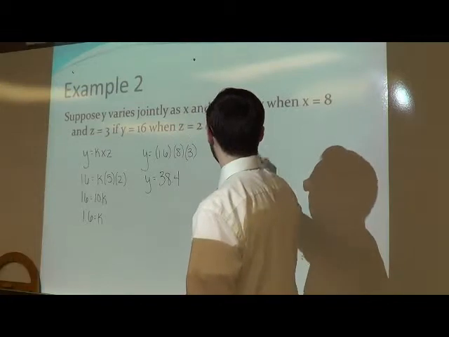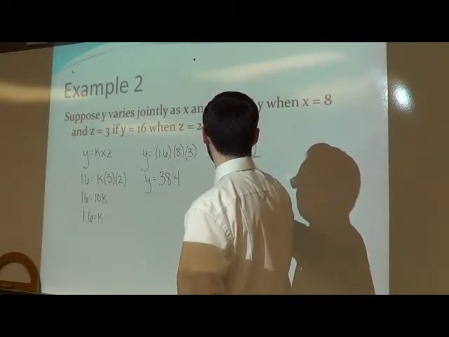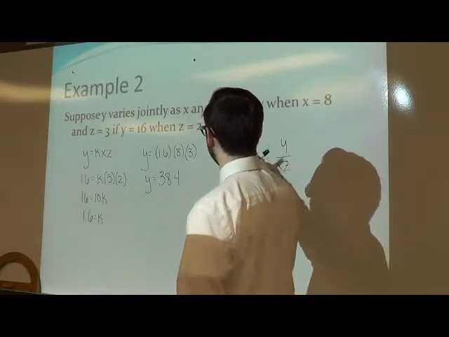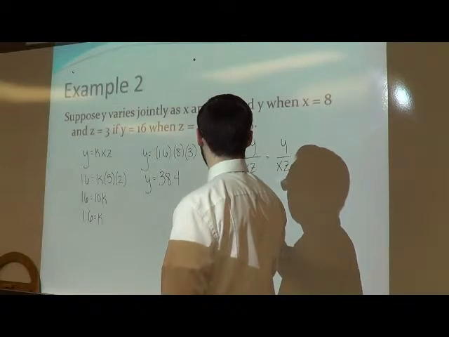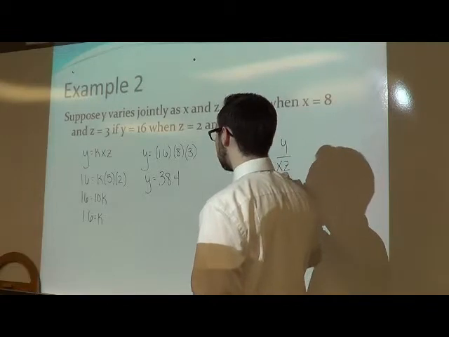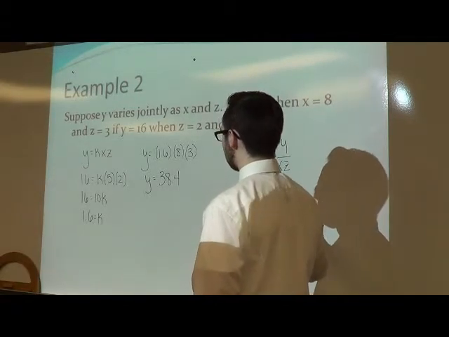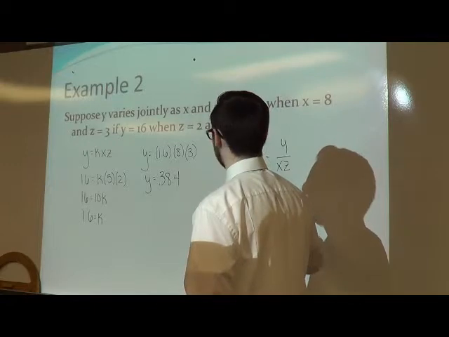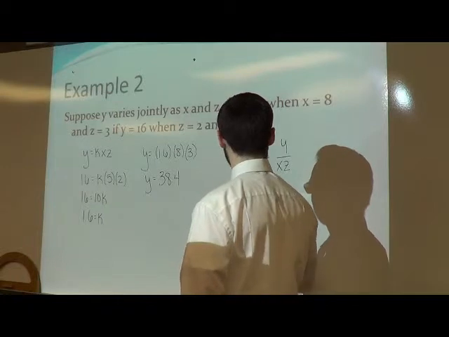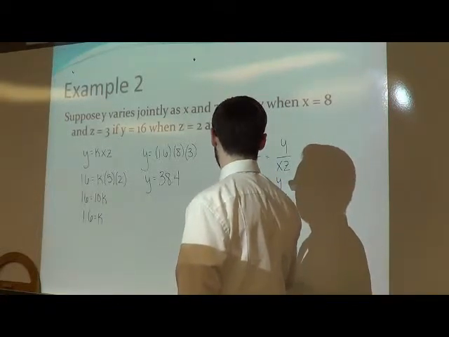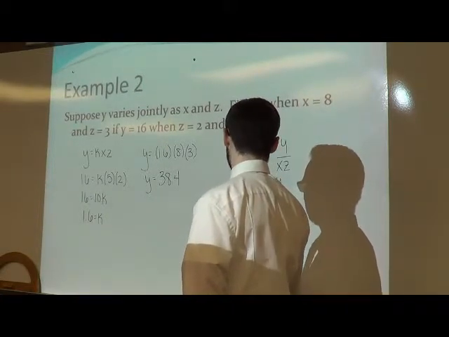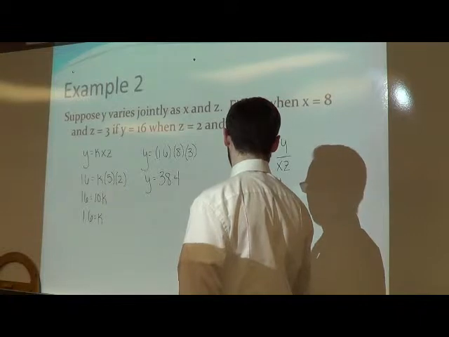Now the other way of doing that is by saying y over xz is equal to y over xz. Now again, we don't know the second one, we do know the first one. So we can say 16 over 5 times 2 has to be equal to y over, then we have 3 and 8. So we have 16 over 10 is equal to y over 24. We can reduce these to be 8 over 5 is equal to y over 24.